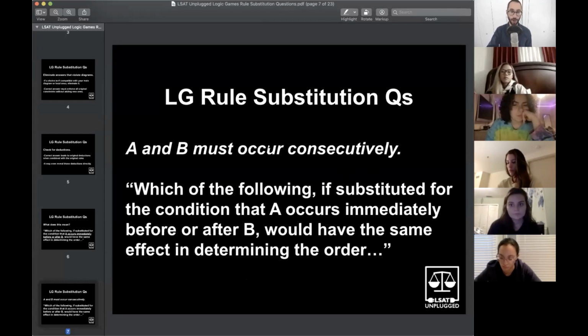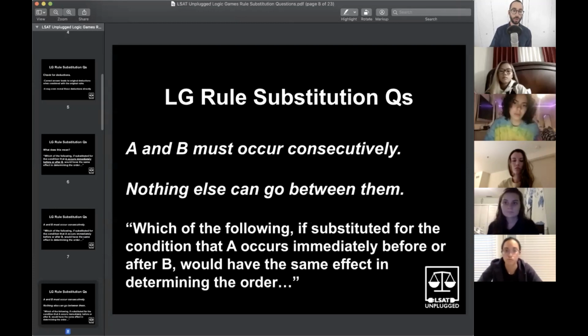So the key phrase here, that's the rule, is A and B must occur consecutively. That's the idea. So if A is immediately before or after B, that means they're occurring consecutively. Occurring consecutively is another way of framing that exact same idea. Obviously, this wouldn't be the answer because it's just a simple rephrasing, but you want to start thinking about how you could rephrase that idea. What that means, again, is that nothing else could go between the two. So if they said nothing goes between A and B, that's another way to say it. Appears different enough that for a very, very simple rule sub question, that might have been an answer.